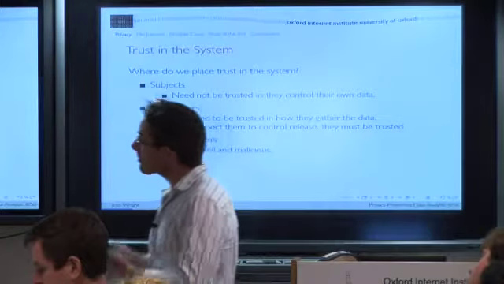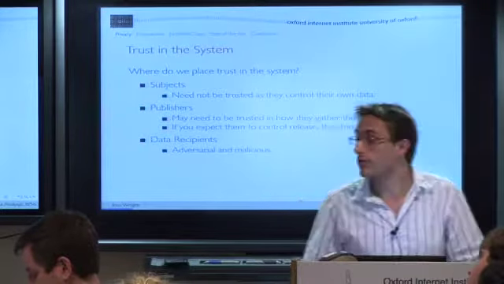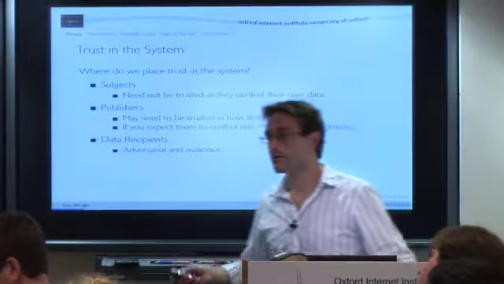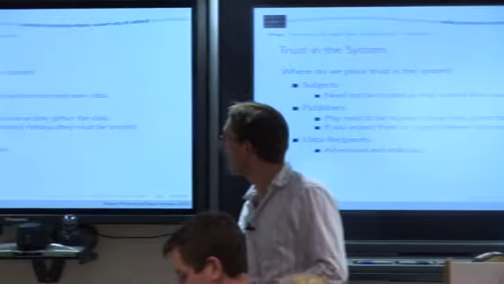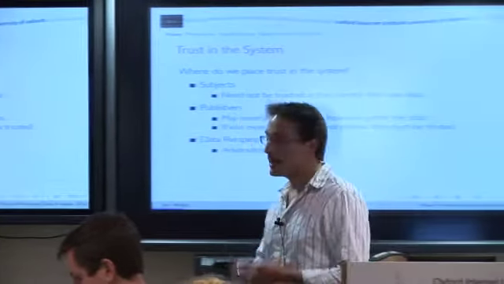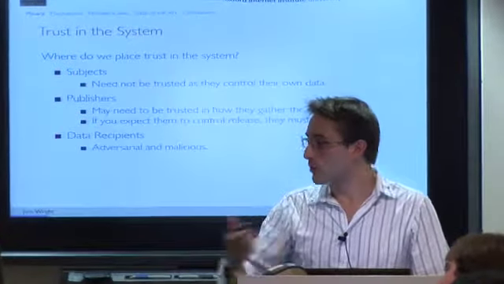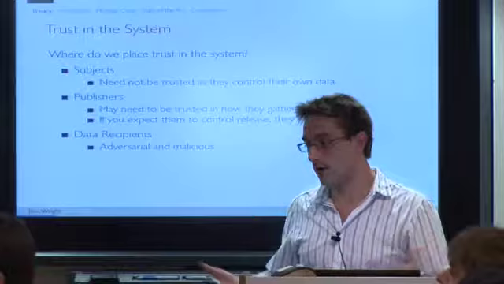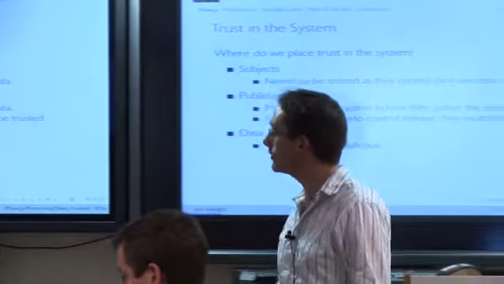In this system, the data subjects, the people about whom the data is gathered, we don't need to trust them because it's their data to some extent. We're not going to try and protect people from violating their own privacy. So this is a first goal. Publishers, though, may need to be trusted in how they gather the data, and if you expect them to control the release of the data, you have to trust them to some extent because they need to look after the data, they need to protect it securely and prevent hackers from breaking into the database, whatever.